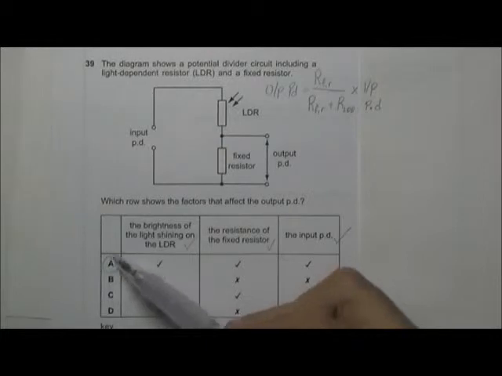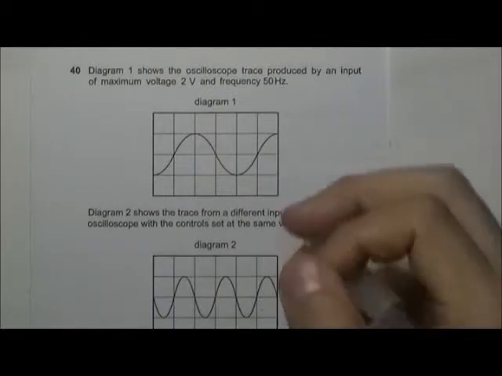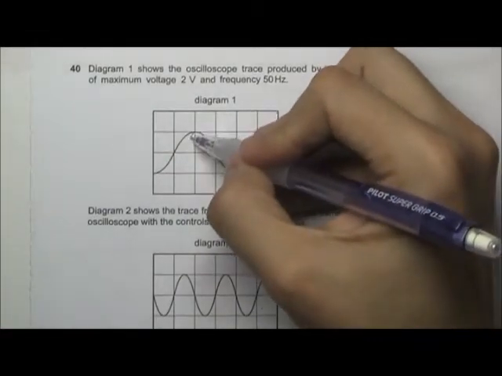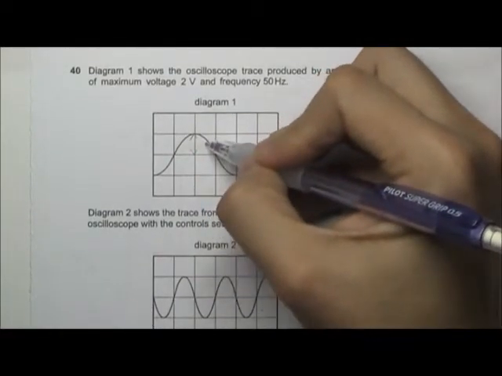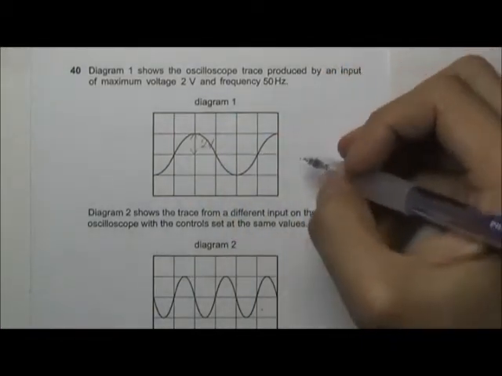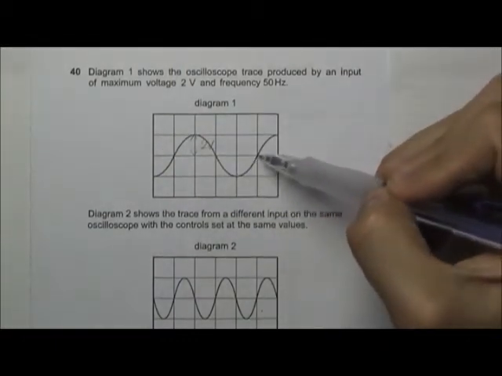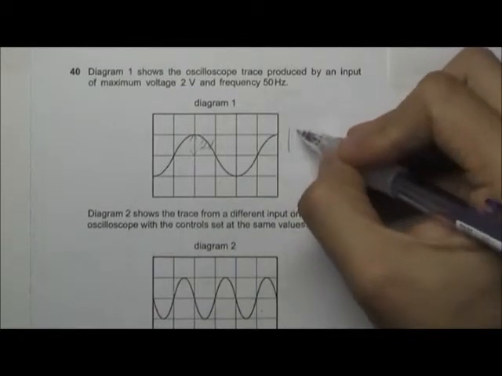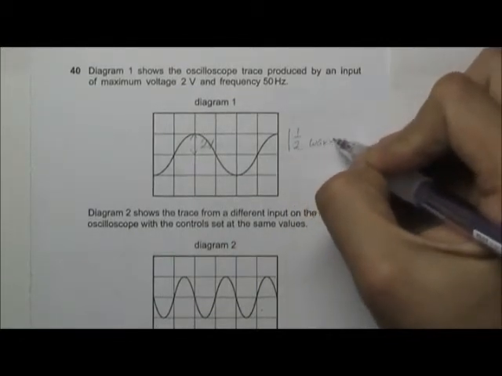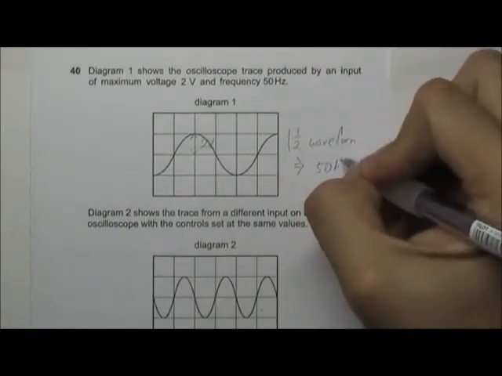So answer is A. Okay, in diagram 1, we are shown an input of maximum voltage 2 volt and frequency 50 Hz. So we see that the amplitude is represented by 1 square and it's 2 volt. So 1 square represents 2 volt on the y-axis. And we see that there's a total of 1.5 waveform. So 1.5 waveform is equivalent to 50 Hz.